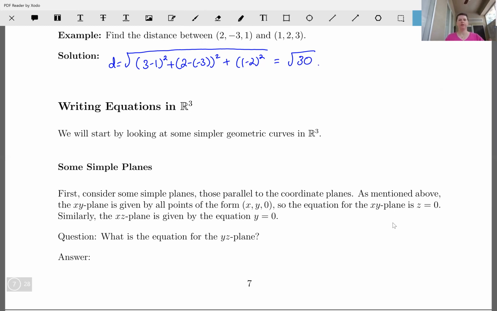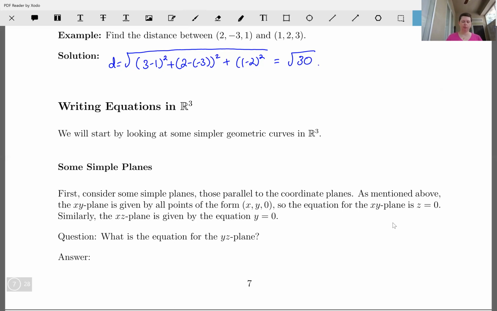As I mentioned before, right, the xy plane is when z is equal to 0, so the points on the xy plane have the form (x, y, 0). And then the equation for the xy plane would thus be z is equal to 0. Similarly, the xz plane is given by the equation y equals 0. So what is the equation for the yz plane? You should think a moment, pause the video before I answer the question.